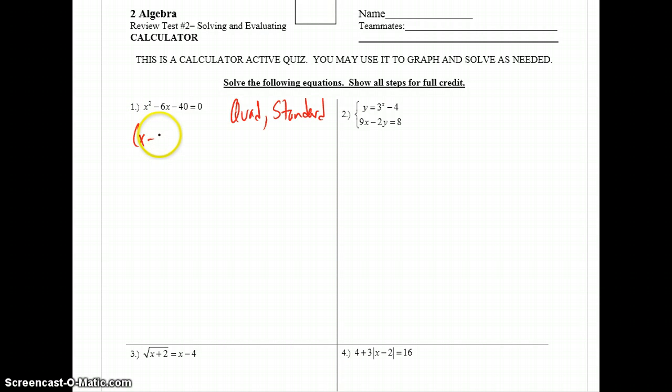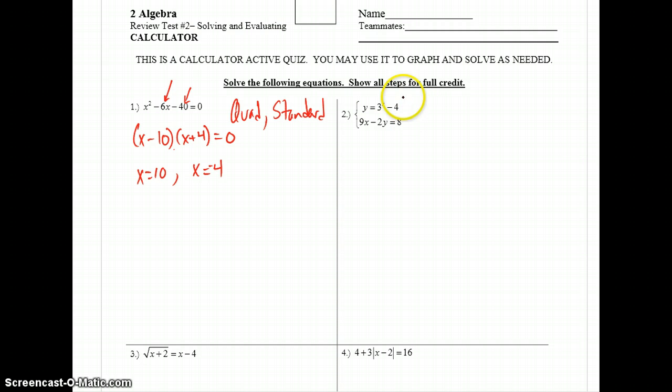So here, if we're looking for numbers that multiply to 40 and add to -6, what works out is -10, +4, which means we have solutions of 10 and -4, things that make each of these factors 0.